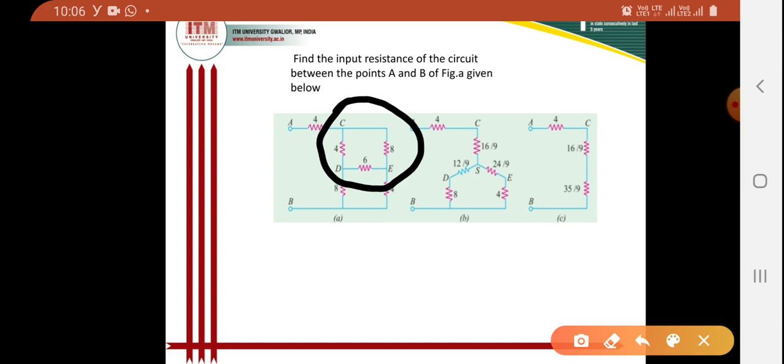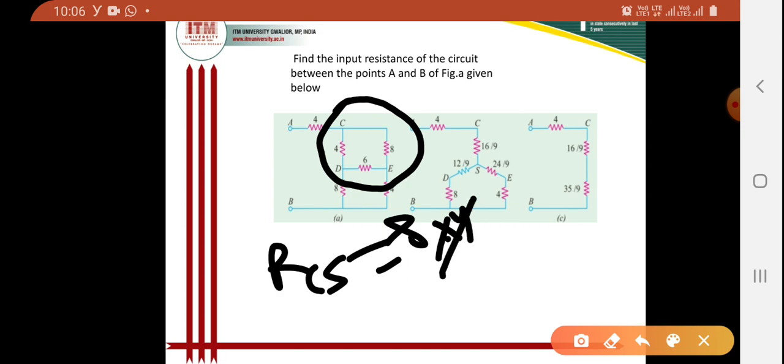So what will happen here? According to the formula you have to convert. So your RCS will be what? 8 into 4 by 18.